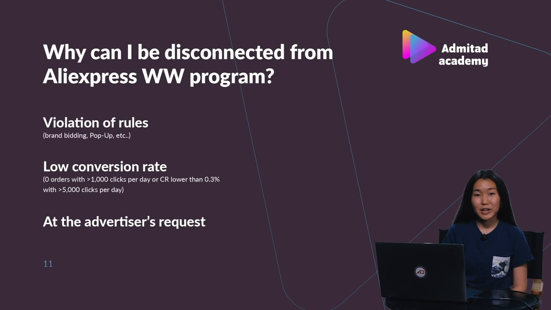What do you need to keep in mind to have a long and successful cooperation with AliExpress program? First of all, do not violate program rules. Do not use forbidden traffic types, such as brand bidding, pop-up, pop-under, etc. Do not let your conversion rate be too low. What do we consider low conversion rate? For example, you have 0 orders, but the amount of clicks is more than 1,000 per day. Or your conversion rate is lower than 0.3%, but the amount of clicks is more than 5,000 per day.